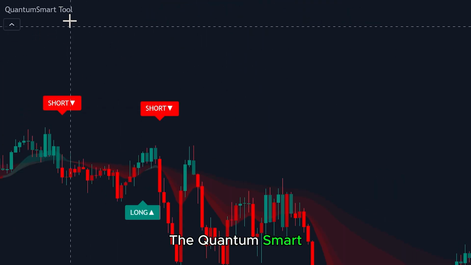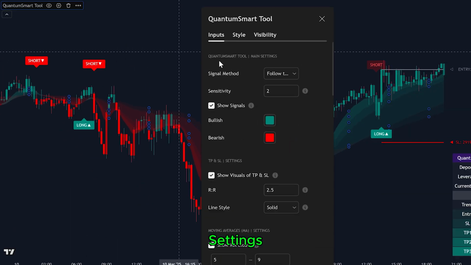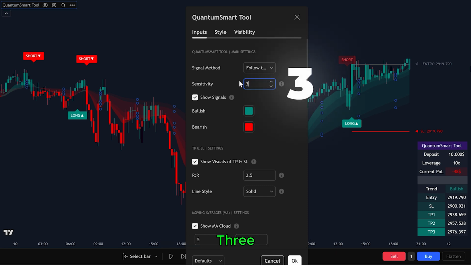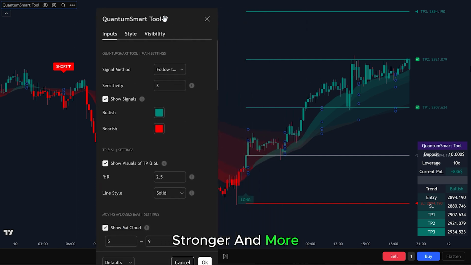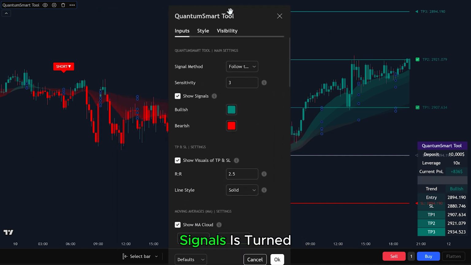Let's go over the Quantum Smart tool settings. In the input settings, change the sensitivity from 2 to 3. A higher sensitivity value gives fewer signals, but they'll be stronger and more reliable. Make sure Show Signals is turned on. This lets you see the long and short labels directly on your chart.